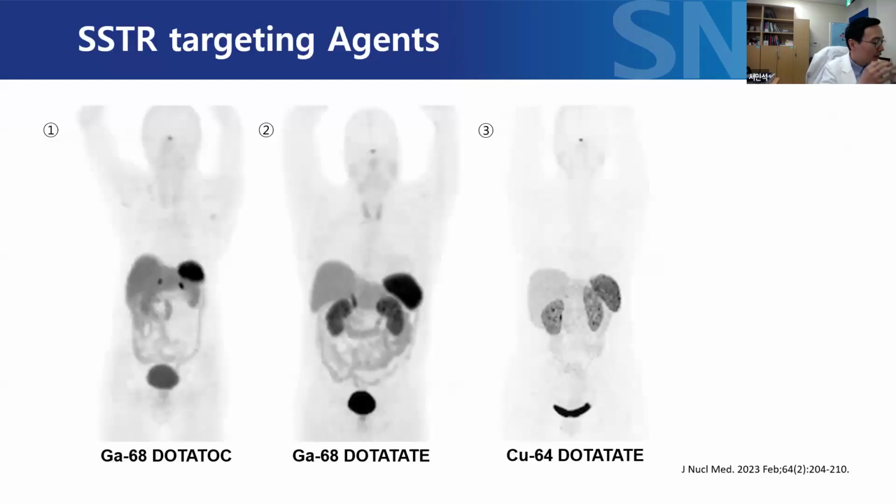And next, there are several different agents now clinically available for somatostatin receptor targeted imaging, such as gallium-68 DOTATOC or DOTATATE, which is the most widely used agent currently. And copper-64 DOTATATE has also been approved by the FDA in 2020. Characteristically, due to its physical half-life, we can acquire the copper image at a more delayed time point. So you can see background uptake seems to be lower compared to other gallium-68 agents.